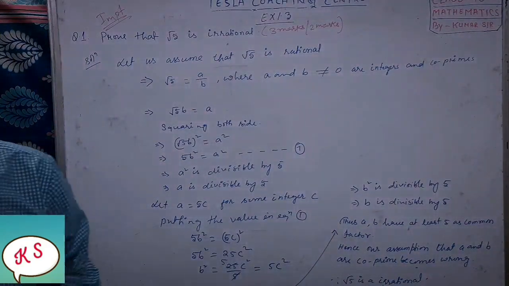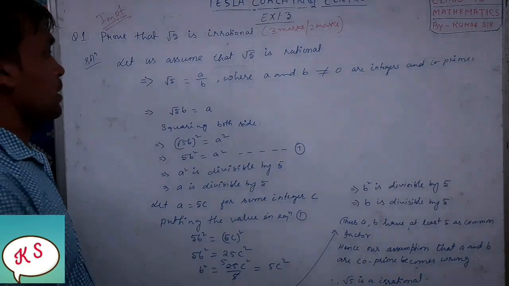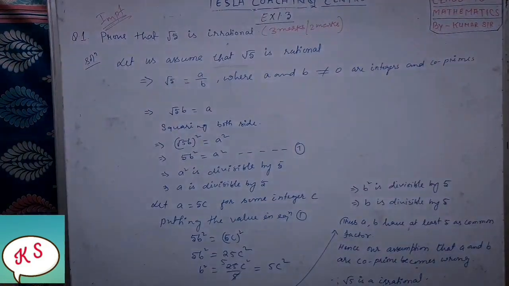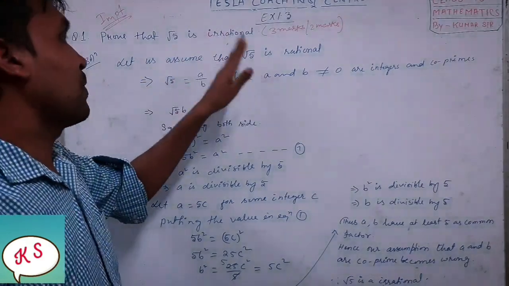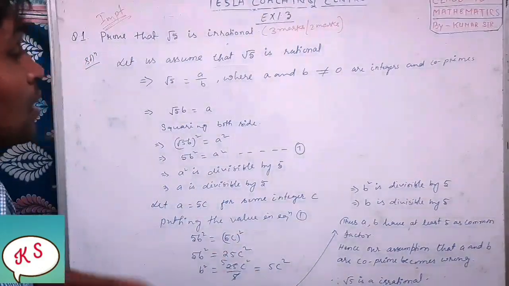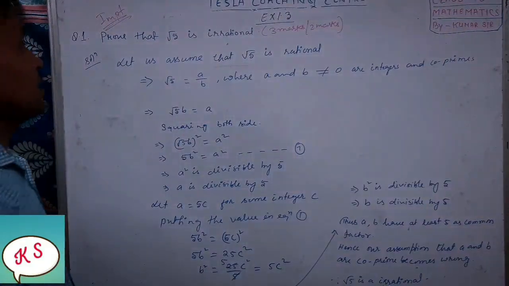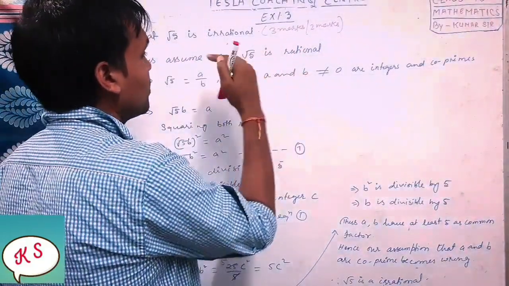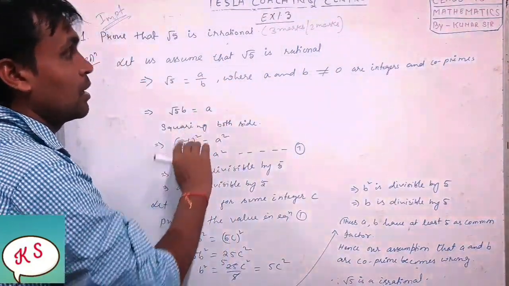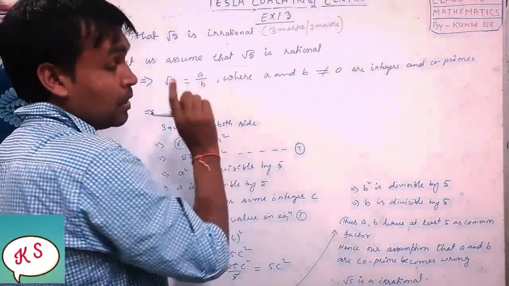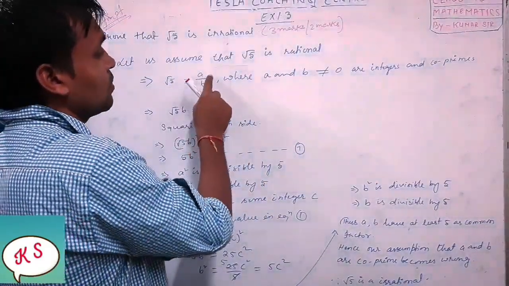So dear students, learn it properly. In this type of question, we make an assumption. First we write, let us assume that root 5 is rational. We are assuming root 5 is not irrational, it is a rational number. If it is rational, it implies root 5 is equal to a by b. If it were irrational, then root 5 would not be equal to a by b. Since it is rational, root 5 must be equal to a by b.